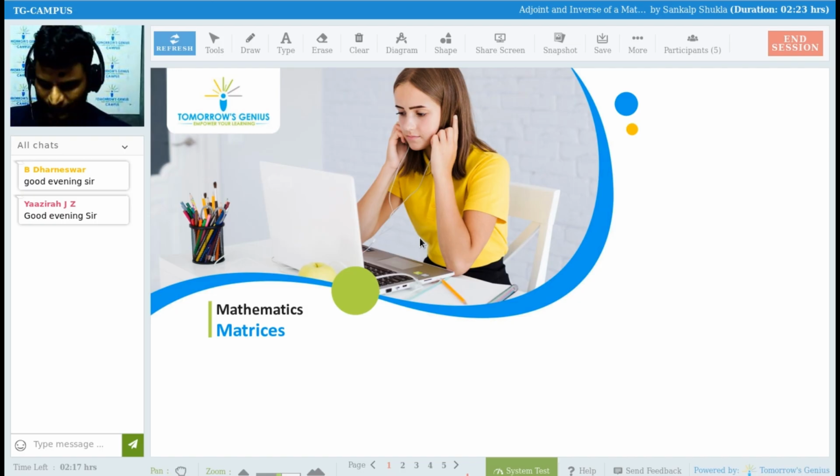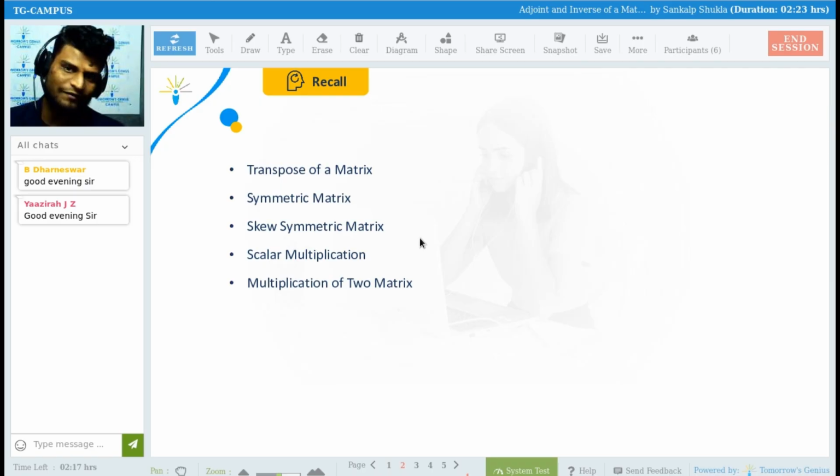Yes. So we'll start. First of all, we'll have a quick recall of what we have discussed in the previous sessions. We have discussed types of matrices, operations on matrices, transpose matrix, symmetric matrix, skew symmetric matrix, scalar multiplication and multiplication of two matrices also. So these are all the things that we have discussed. I'm sure there is no problem in any of the mentioned topics. Yes or no?